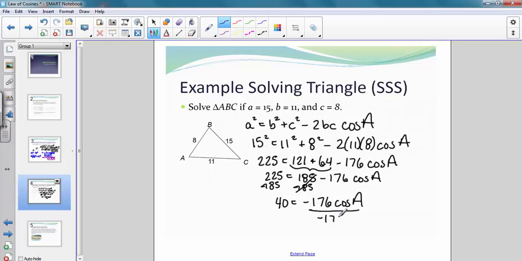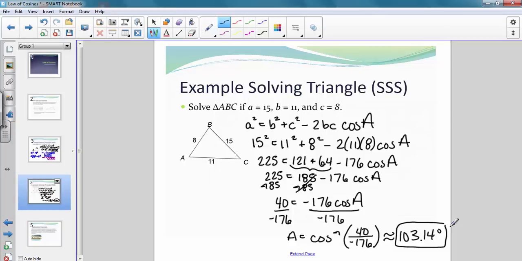Divide by my 176. And I get A equals the cosine inverse of 40 divided by negative 176, which is approximately 103.14 degrees.